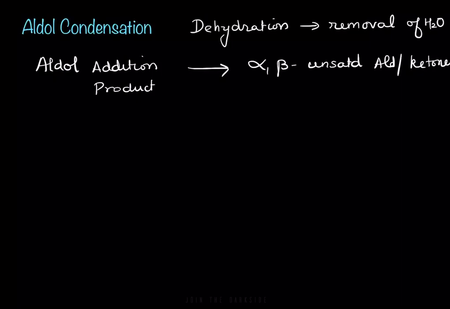Now, in general, beta hydroxyketones are easier to dehydrate. And the reason for that actually comes from the structure. The double bond formed when the compound is dehydrated is conjugated with the carbonyl group, and this conjugation is going to increase the stability of the product. So dehydration is again a condensation reaction.